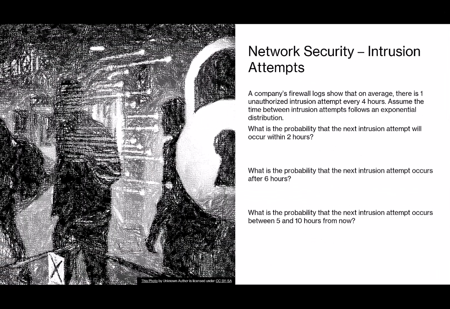A company's firewall logs show that on average, there is one unauthorized intrusion attempt every 4 hours. Assume the time between intrusion attempts follows an exponential distribution. Let's find the probability the next intrusion attempt will occur within 2 hours. In this case, our mean is 4, and we want to find the probability that x is less than 2.